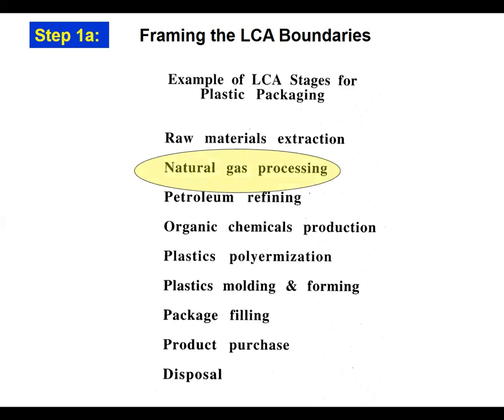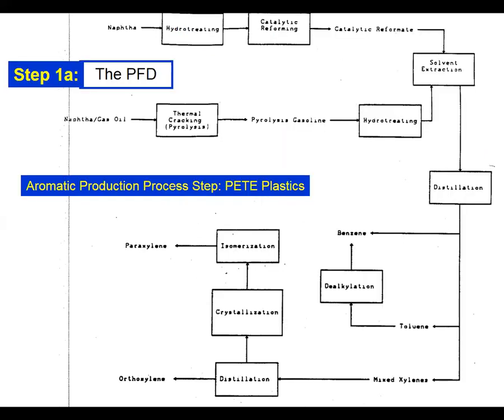So, an example, natural gas processing. Okay, we would do a process flow diagram, and this is an example of the one step in that natural gas processing, which is known as the aromatic production process step. In this case, it was for PET plastics, the material that goes into Coca-Cola bottles, etc. And you can see there's multiple steps, processes that go into it, and multiple chemicals that are involved in that process.